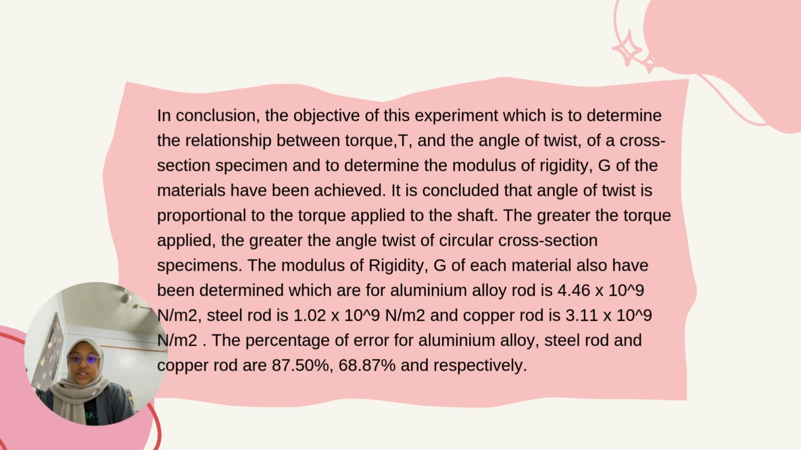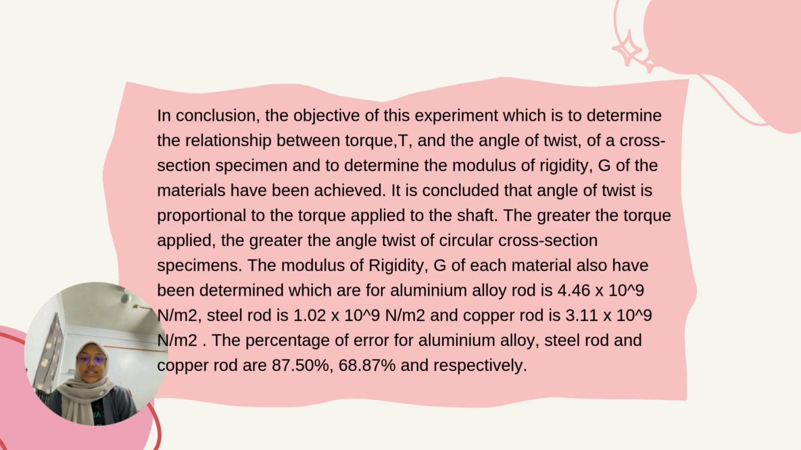So in conclusion, the objective of this experiment, which is to determine the relationship between torque and the angle of twist of a cross-section specimen and to determine the modulus of rigidity, G, of the materials, has been achieved. It is concluded that the angle of twist is proportional to the torque applied to the shaft. The greater the torque applied, the greater the angle of twist of circular cross-section specimens.